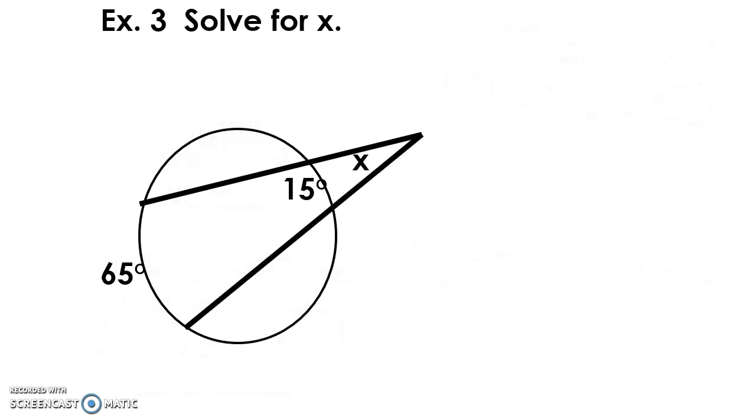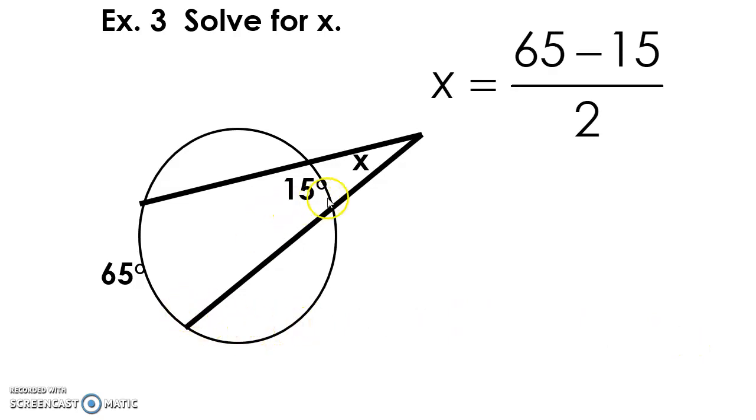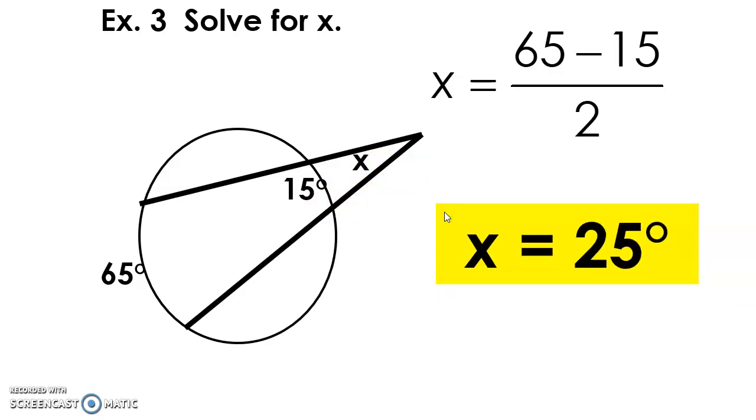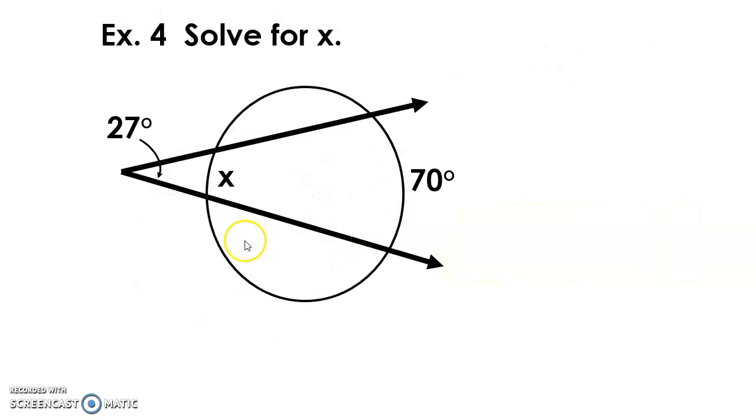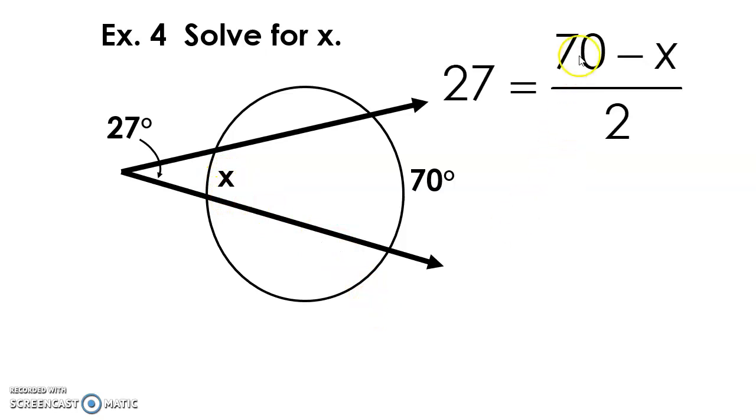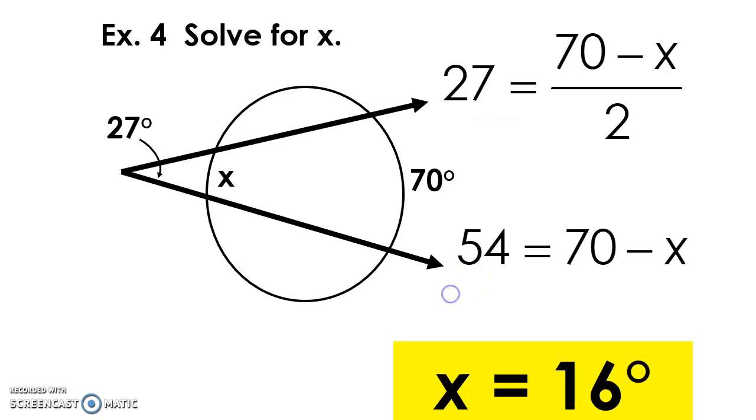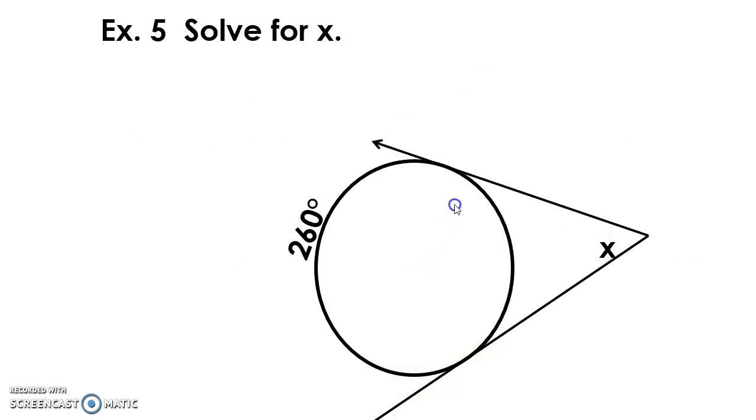Okay, this one will take us through it on the PowerPoint. I've got my far arc minus my near arc divided by 2 equals my angle. Here's another one. This time I don't know my near arc. I'm still going to plug it into the formula. My far arc minus my near arc divided by 2 equals my angle. Multiply by 2 on both sides to clear my fraction. I would subtract 70 and it would be a negative 16 equals a negative x. So positive 16 equals positive x.